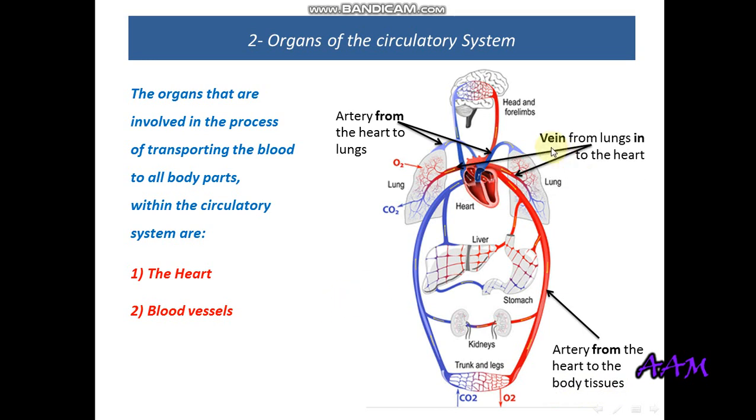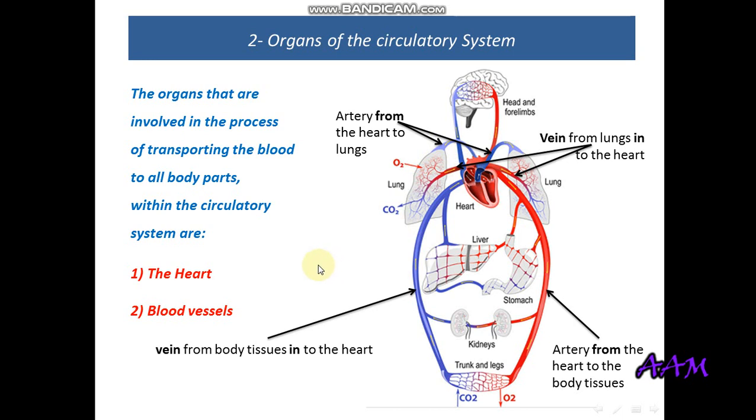Okay, and then we have the vein. I made the word 'in' bold here also, because the word 'in' is always related to the vein. So veins always take blood into the heart. The heart is the central word here. So the arteries take blood from the heart, and the veins always take blood into the heart, okay? So these veins take oxygenated blood from the lungs into the heart. And the vein also brings deoxygenated blood into the heart again, to be taken by the arteries to the lungs to be oxygenated.